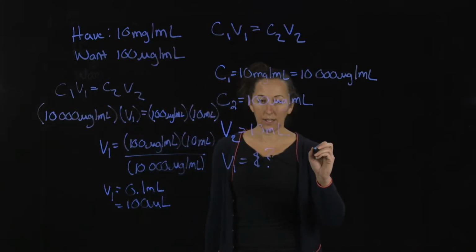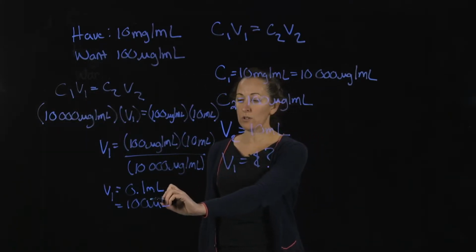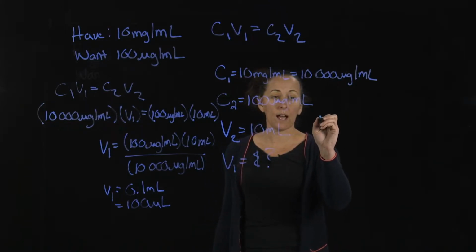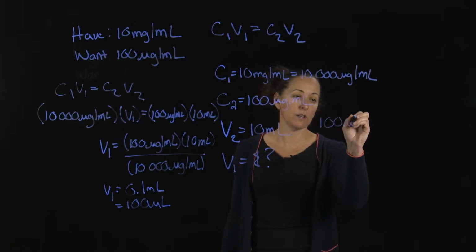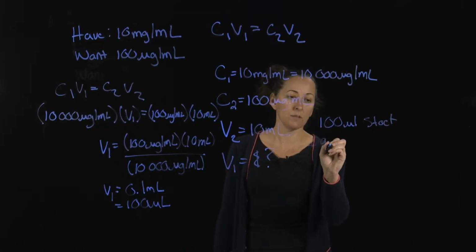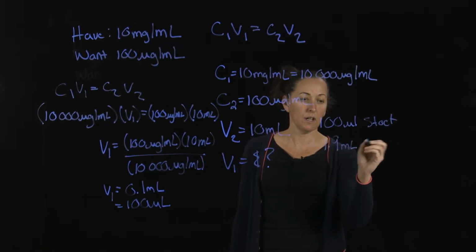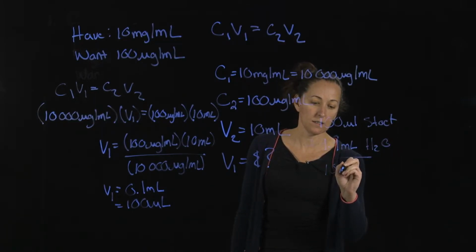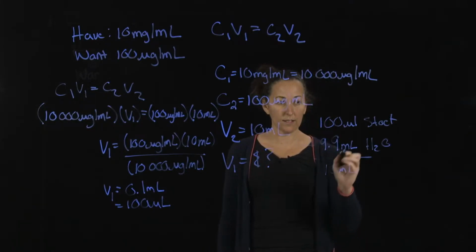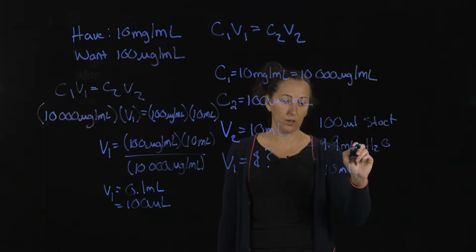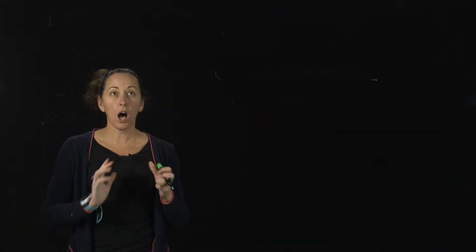To properly do this, we don't add that 100 microliters to 10 mils of, say, water or whatever we're diluting in. We want to add 100 microliters of stock plus 9.9 mils of, let's say, water, and that's going to equal our 10 mils total. All right, so you always need to take into account how much of your stock you're adding to your diluent.